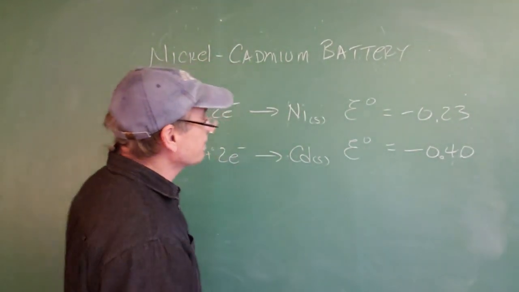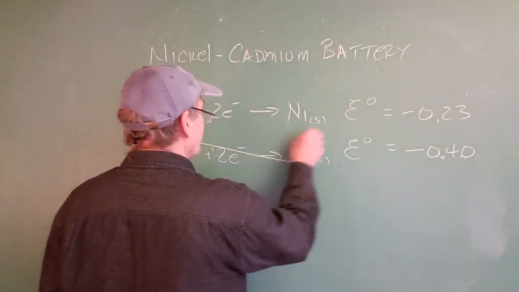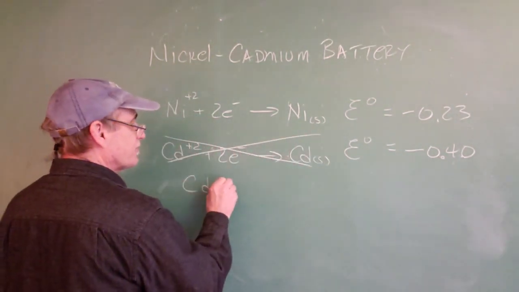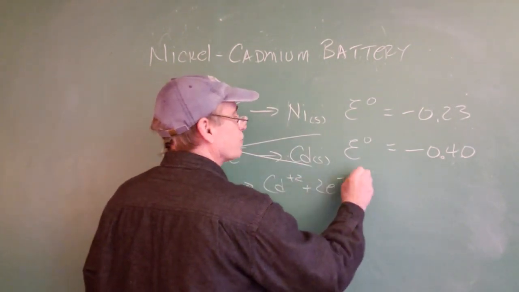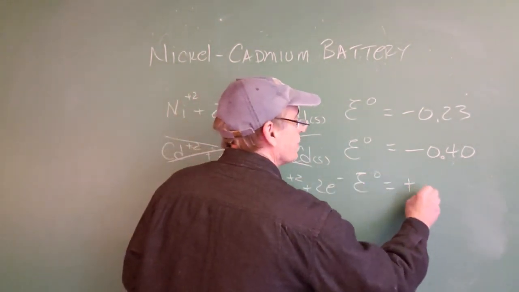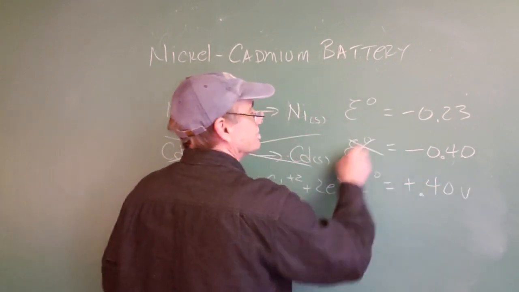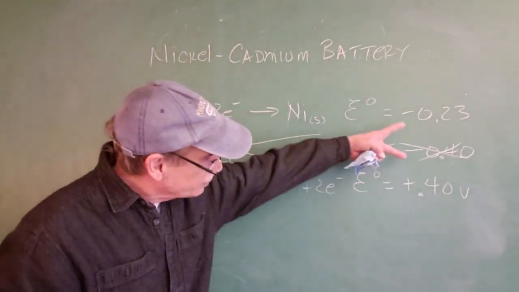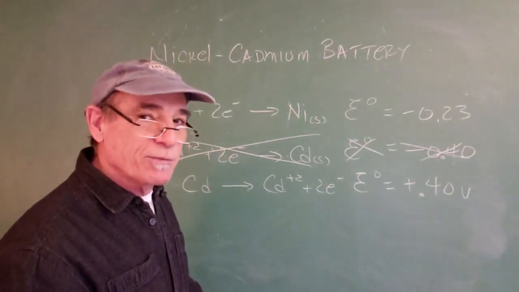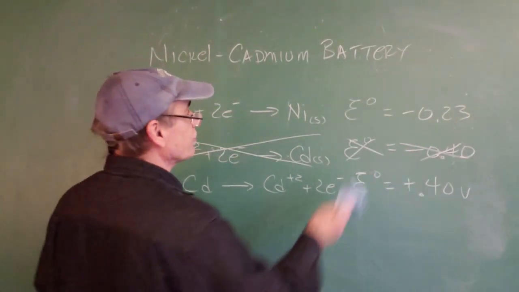So if that's the case, then the shorthand notation for this, and again, I'm not going to run this as a reduction. I'm going to run it as an oxidation. Cadmium going to cadmium plus 2 electrons. The E naught now is going to be positive 0.40 volts. And sure enough, the difference there is 0.17. I get a positive 0.17 volts out of this. Let me write out the shorthand notation for that.